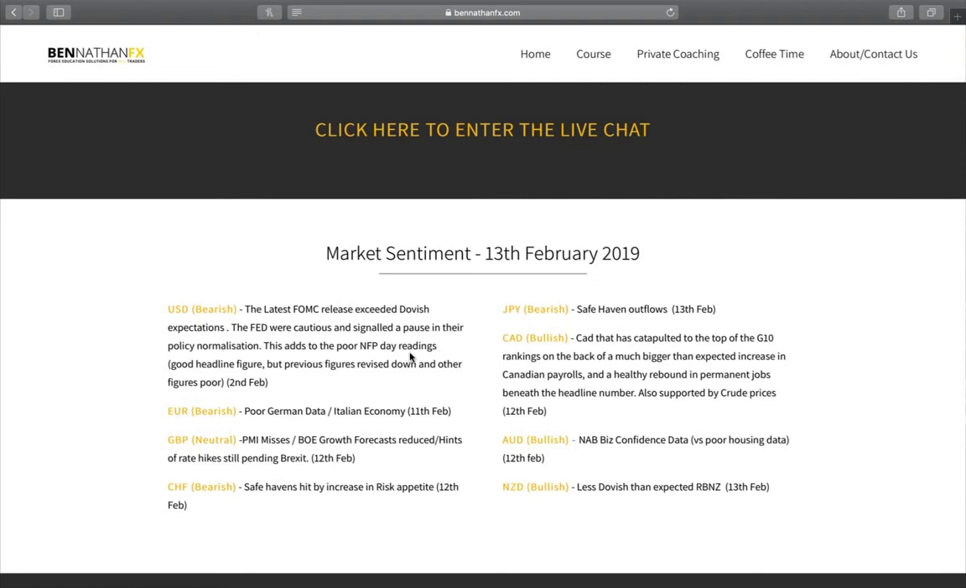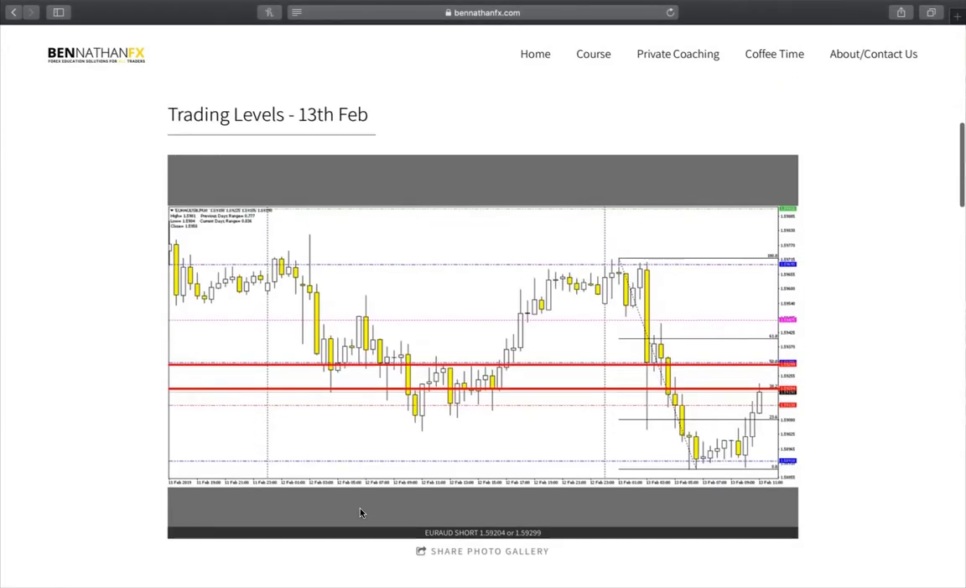So I sold the euro in favour of the CAD. And for the other two setups, we had the Aussie bullish from some improved business confidence data. The New Zealand dollar was bullish due to the less dovish than expected Reserve Bank of New Zealand release overnight. So that's fairly simple. You can see the reasons why I chose those currencies. Once I did my analysis, I filled in my sentiment, and then I went to the charts.